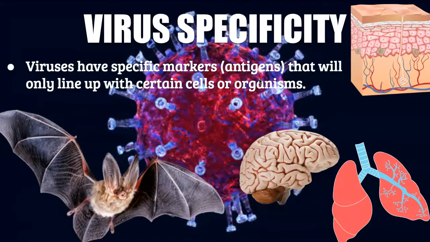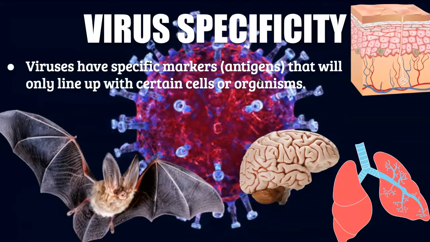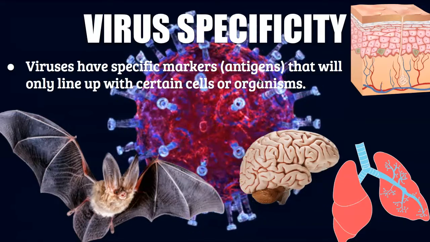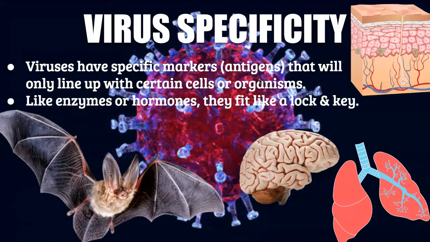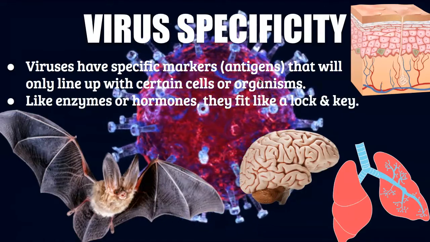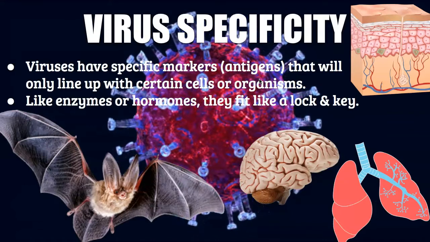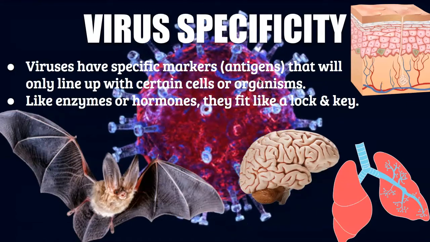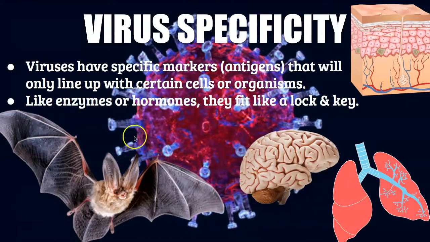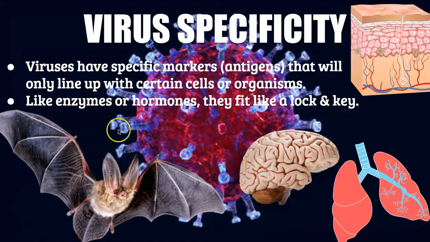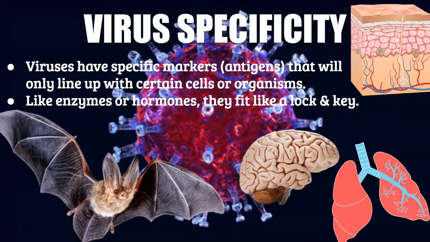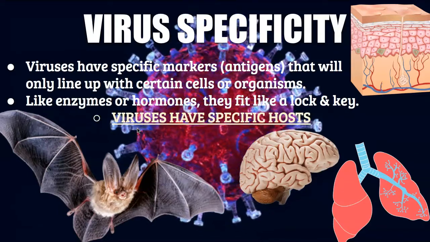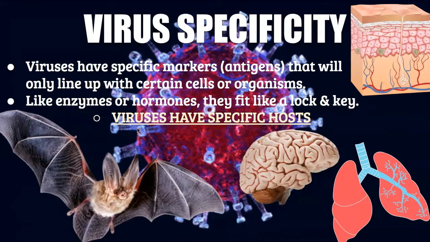And so what you need to understand is that these viruses have specific markers or antigens that will only line up with certain cells or organisms. In these cells, they kind of fit like a lock and key. Your hormones and enzymes that are inside your body are very similar. They're only going to affect certain cells. Take coronavirus, for example. All these little protrusions, these antigens on the outside that kind of look like a crown, that's what gives it its name, corona. And so, long story short, you need to understand that viruses have specific hosts.